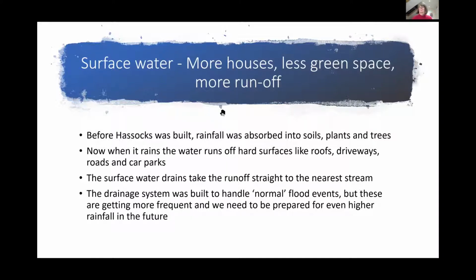So you will have noticed that that's adding to the water levels in the stream and adding to the potential for stream flooding. But beyond that, the drainage system was built a lot of years ago to handle what was then normal flood events. But those flood events that might have been 1 in 30 years in the past are getting a lot more frequent, and we need to be prepared for even higher rainfall in the future.